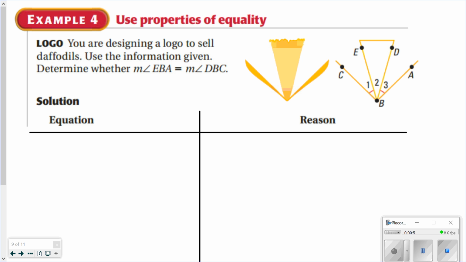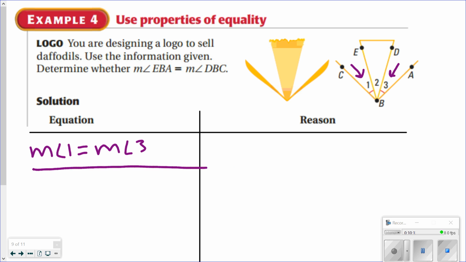But if I look at my diagram, I notice that these two angles have a red tick mark. What does that red tick mark mean? It means that they're the same measure. So that's actually a given. We know that the measure of angle 1 is the same measure, so equal to the measure of angle 3. Why? Well, it's given. All right, so I'm going to erase what I just wrote.